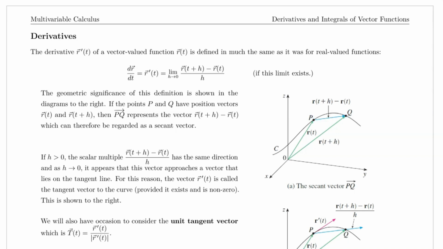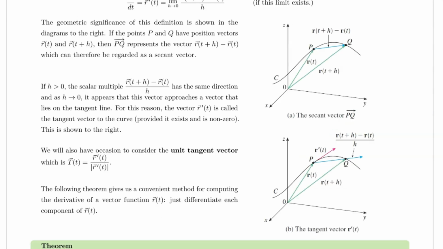So the geometric significance of this definition is shown in the diagrams to the right. If the points P and Q have position vectors r of t and r of t plus h, then the vector PQ represents the vector r of t plus h minus r of t, which can therefore be regarded as a secant vector. If h is positive, the scalar multiple r of t plus h minus r of t all over h has the same direction, and as h approaches 0, it appears that this vector approaches a vector that lies on the tangent line. For this reason, the vector r prime of t is called the tangent vector to the curve, provided it exists and is non-zero. This is shown to the right.